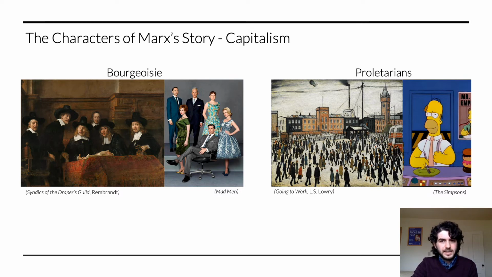Proletarians, unlike peasants, were not attached to a piece of land. They were free to sell their labor for wages. Of course, when Marx describes them as free labor, it is tongue-in-cheek, because if they don't sell their labor, they will starve. It is a choice that is no choice. And here on the slide, you can see them depicted by L.S. Lowry and by The Simpsons.